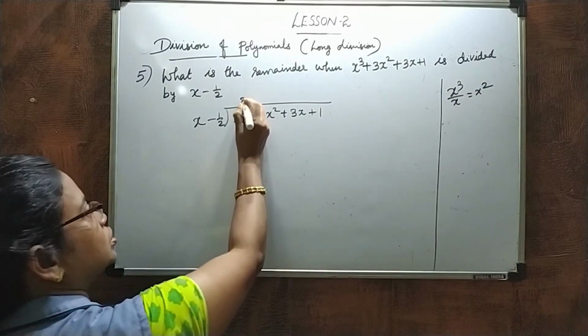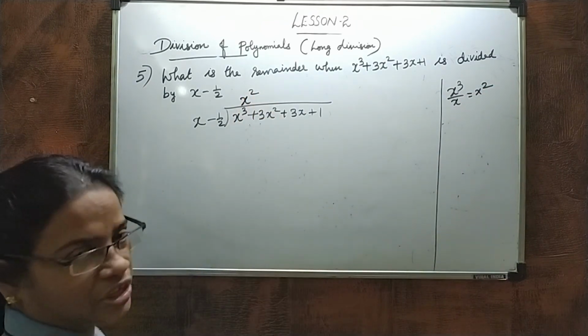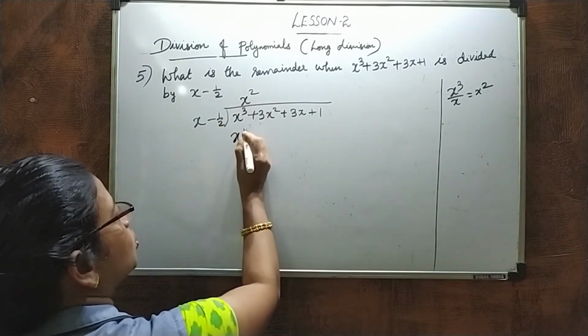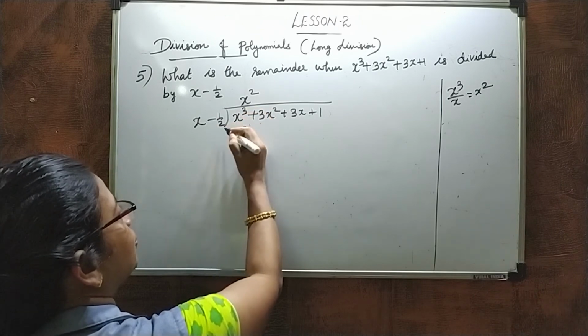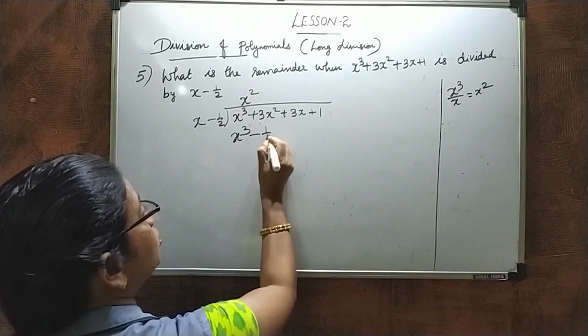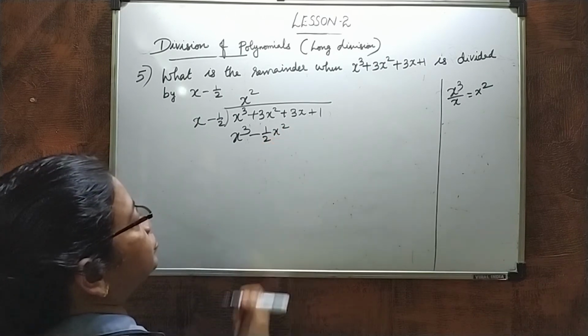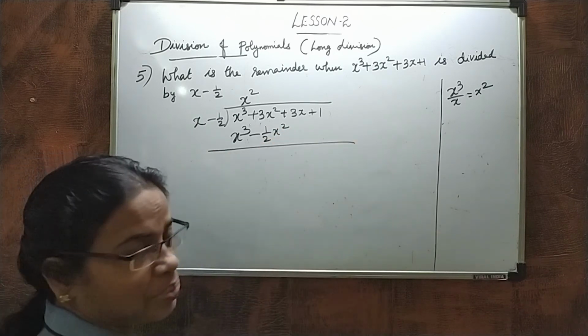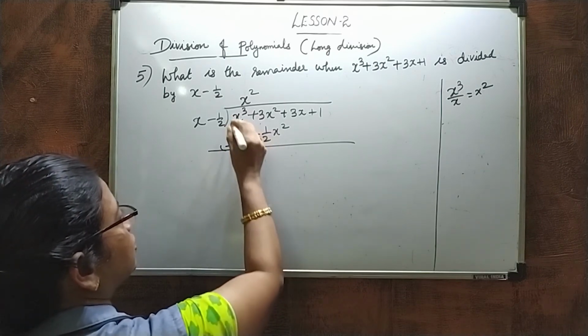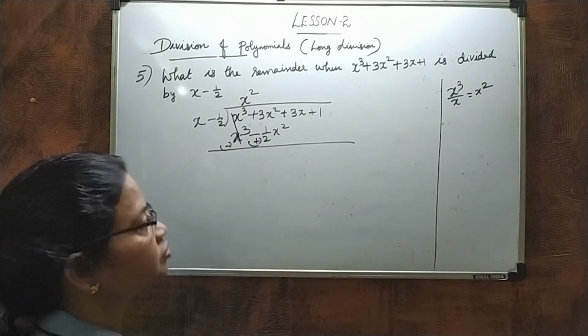Write it on the quotient. After division, multiplication. x square into x, it is x cube. x square into minus 1 by 2, it is minus 1 by 2 x square. Then next step, subtraction, add the inverse. x cube and x cube cancelled.